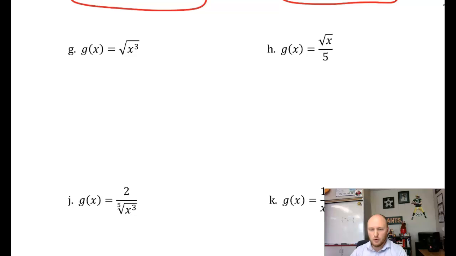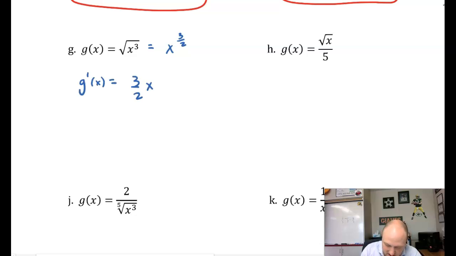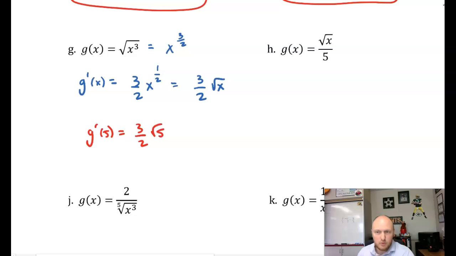Okay, so for G and H, if we get this ready to differentiate, we get x to the power of 3 over 2. So G prime of x is going to be 3/2 x to the power of 1/2. I'm subtracting 1 there. So this is 3/2 square root of x. Okay, and if I'm computing this, G prime of 5 is equal to 3/2 times the square root of 5. Now you could, I guess, do this as 3 root 5 over 2. There you go.